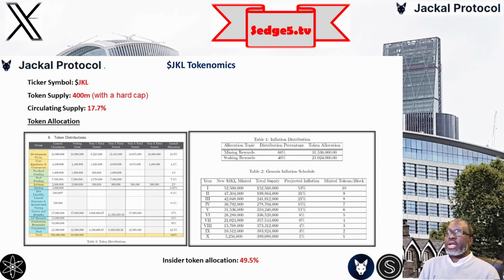Insider token allocation, according to our own evaluation of these numbers, comes up to 49.5% at the very minimum. So that is the brief review of what JKL protocol is. I'll leave some links for you guys to go and do your own research via the JKL website and other resources. So let's move on to the scoring part, where we actually score the elements we just reviewed as part of our DWA or our risk evaluation for JKL protocol.